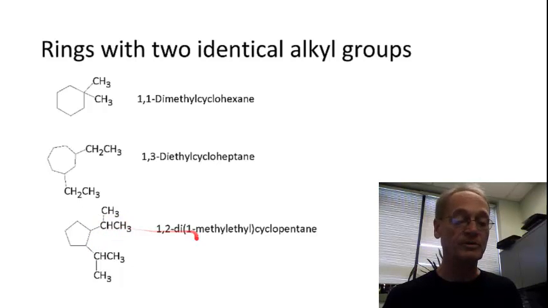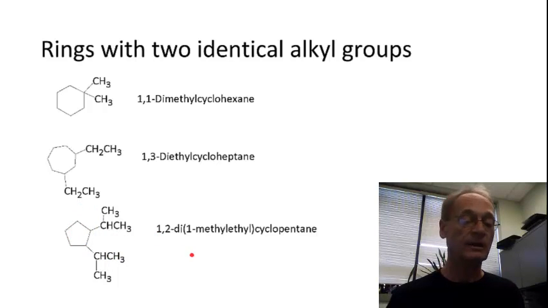The name of this group is, again, that 1-methylethyl group instead of isopropyl. And now we see clearly why you need the parentheses, because this number 1 is different from that number 1. This number 1 is referring to the number 1 carbon on the side chain. That number 1 is referring to the number 1 carbon of the ring.